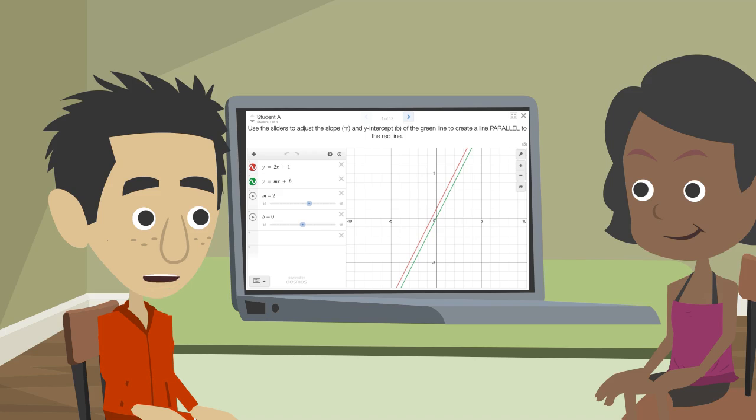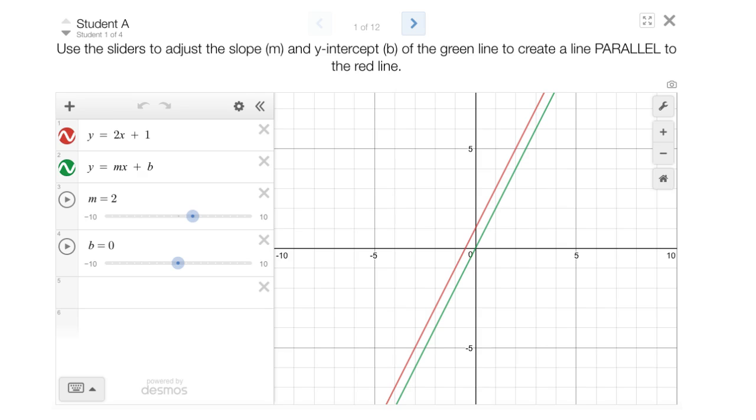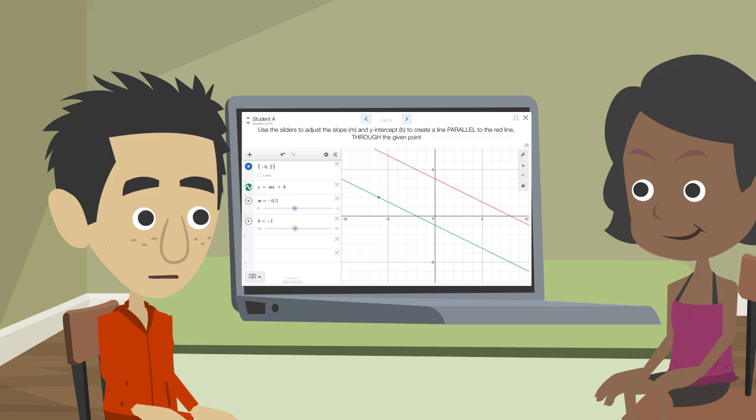Okay, so I moved the slider for slope until the lines looked parallel. I also moved the slider for the y-intercept so the lines would be side by side. Those lines look parallel to me. The next screen asks which sliders did we have to adjust to create a parallel line. We moved both. We moved the slope to create the same incline and we moved the y-intercept to move the line close to the other line.